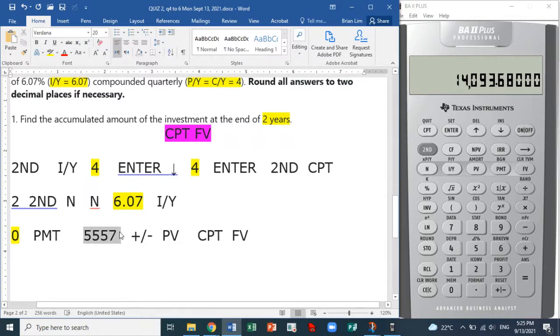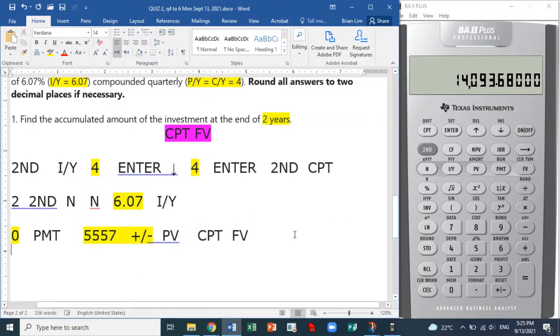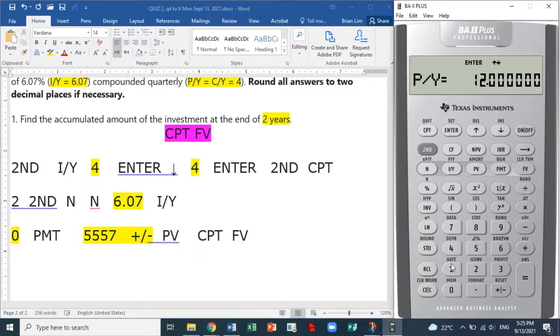All right, so this is the value, but to get the plus minus, we will put in that added key to press on. Okay, so let's go. Second IY, and it is compounded quarterly. So 4, enter. Downwards, 4, enter. And then second CPT, so we finished the top. All right, it's after 2 years, so 2 second NN, and N turns out to be 8.